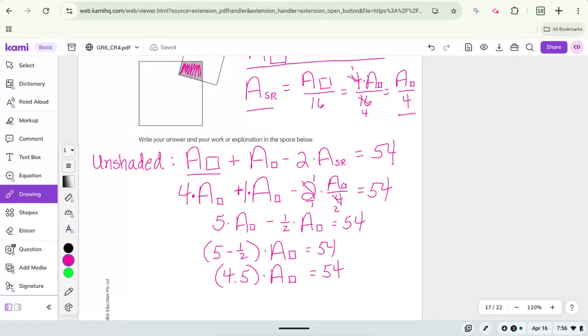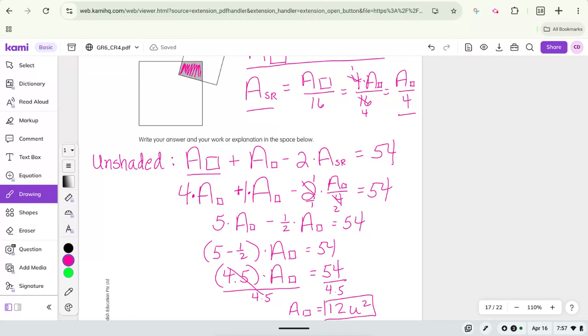So 4.5 times the area of the small square is 54. I'm going to divide both sides by 4.5. And the area of the small square is 12 square units.